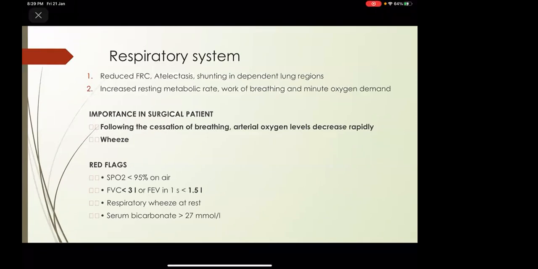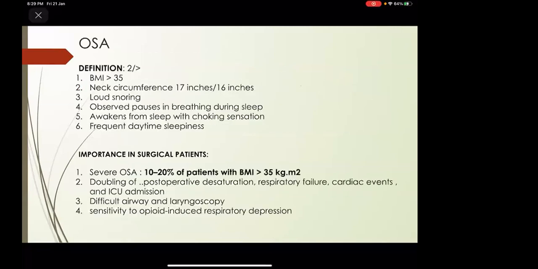So the red flags are: if the saturation on air is less than 95, if PFTs are available and FVC and FEV1 in 1 second are decreased, if the patient is having respiratory VEEs at rest, or in ABG the serum bicarb levels are high, then they are more prone to post-op hypoventilation or desaturation.